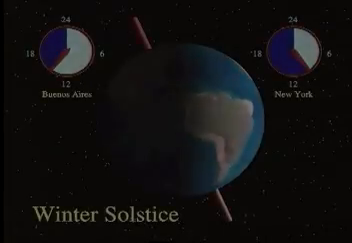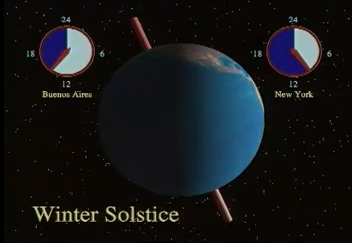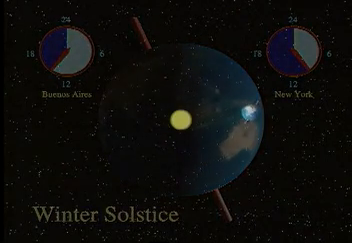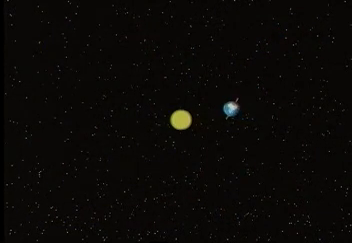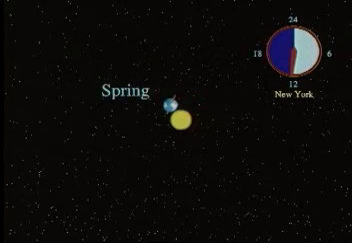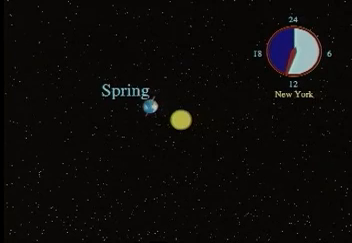This situation is reversed on the first day of winter, when New York has about 9 hours of daylight and Buenos Aires has 14.5. Now let's follow the Earth in its orbit over a year and watch on the clock how the length of the days changes for New York in the Northern Hemisphere.